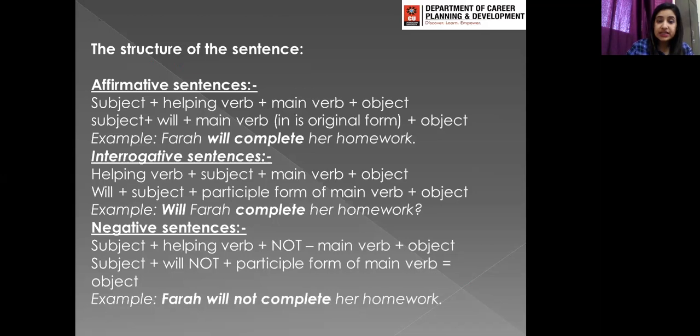The last is the negative sentence, where no or not is used. The formation is subject, helping verb, not, main verb, and object. So, Farah will not complete her homework. This is something that is not going to happen, so it is in the negative sense. So we have talked about affirmative, interrogative, and negative sentences.